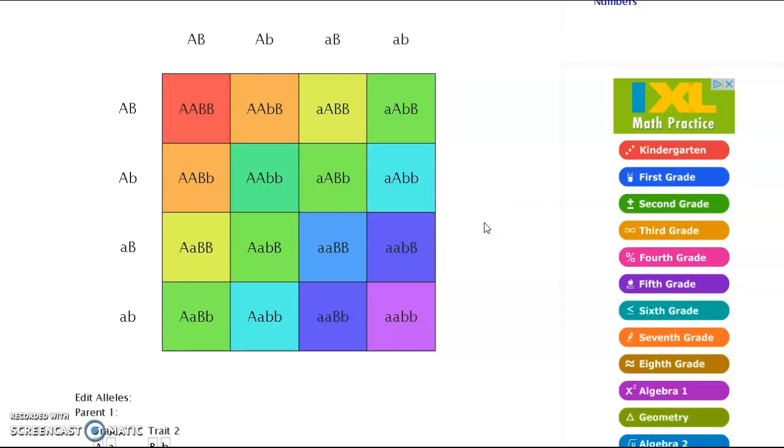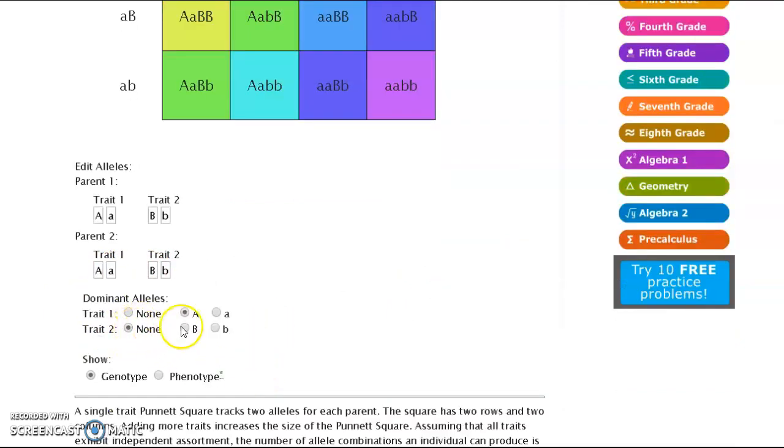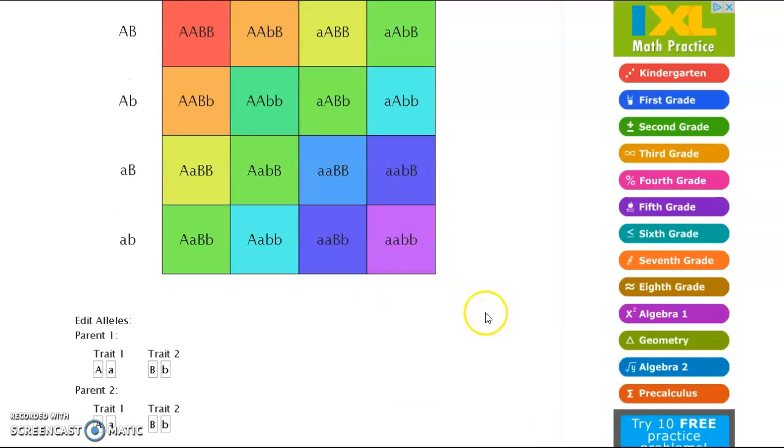So this resource provided, experiment with it. You can mess around with it. You can change the traits of the parents, and you can even choose which one is dominant or none at all. And then you can see it's all color-coded. Experiment with it. Play around with it.